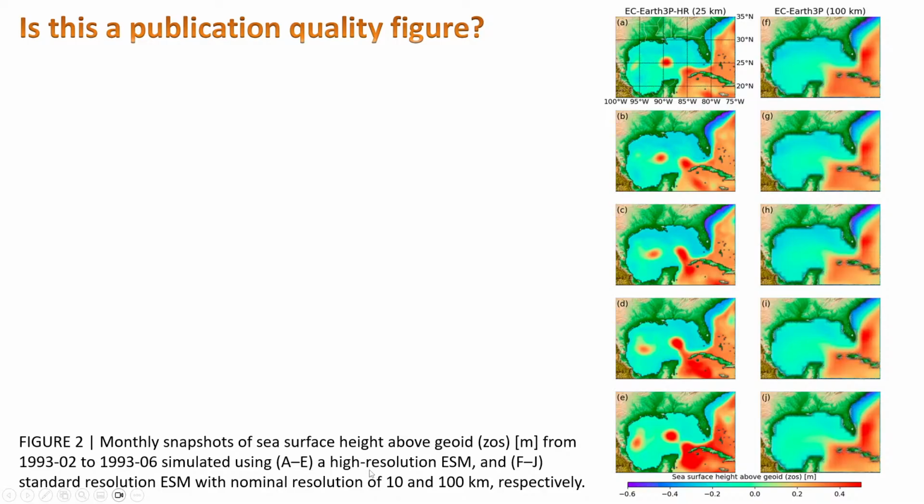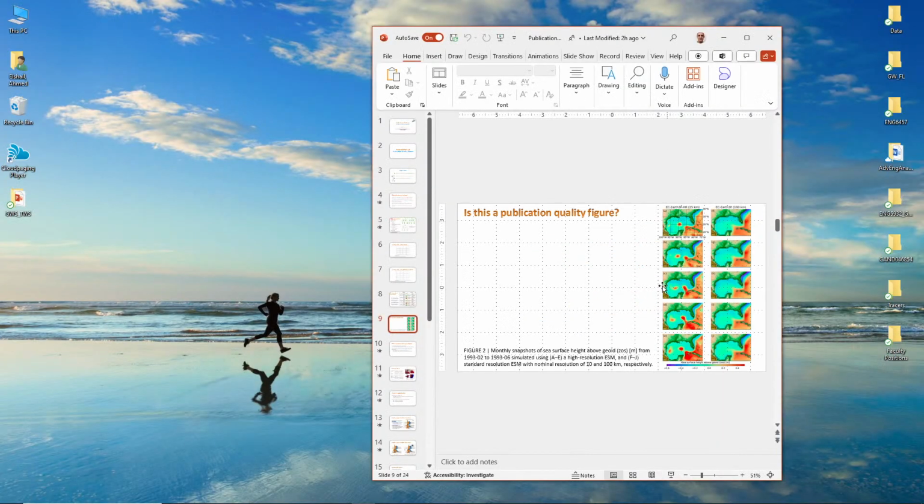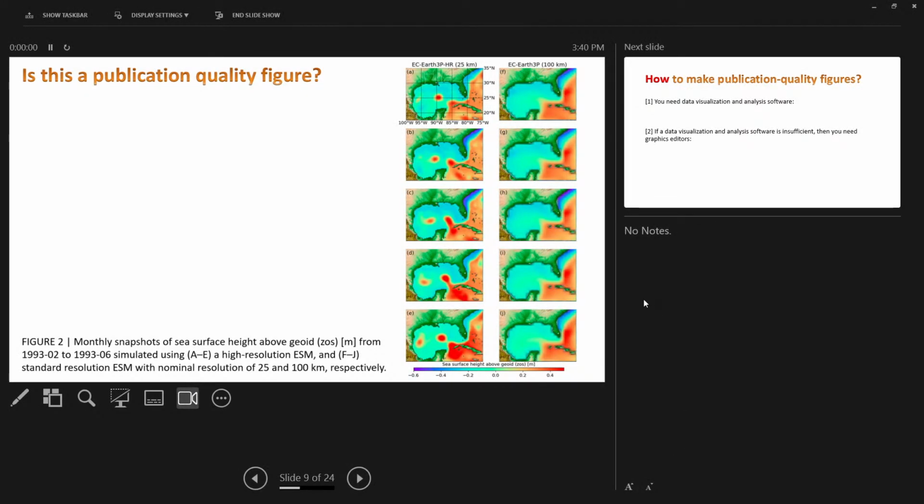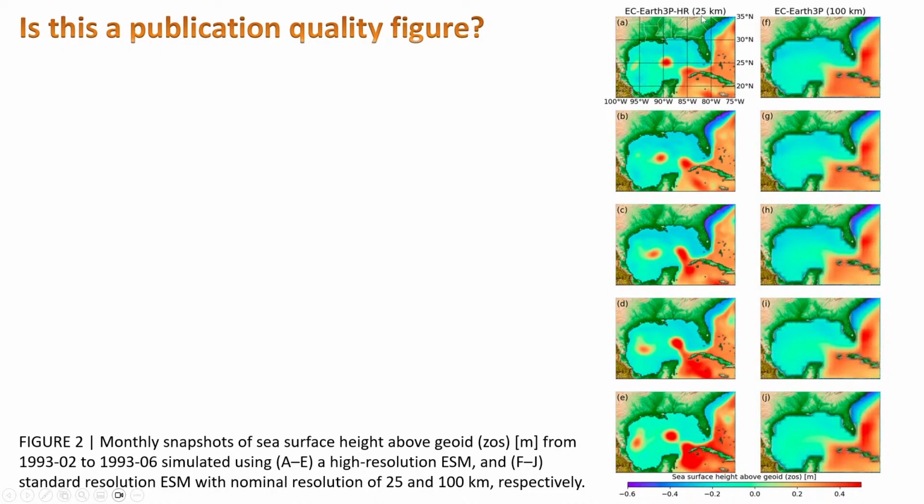So here from A to E is for a high resolution Earth system model. And from F to J, that is for a standard resolution Earth system model. And I'm saying this has a resolution of, actually this is a typo, this is 25 kilometer. Just correct this typo here. That's 25 kilometer. And this is for the 100 kilometer, respectively.